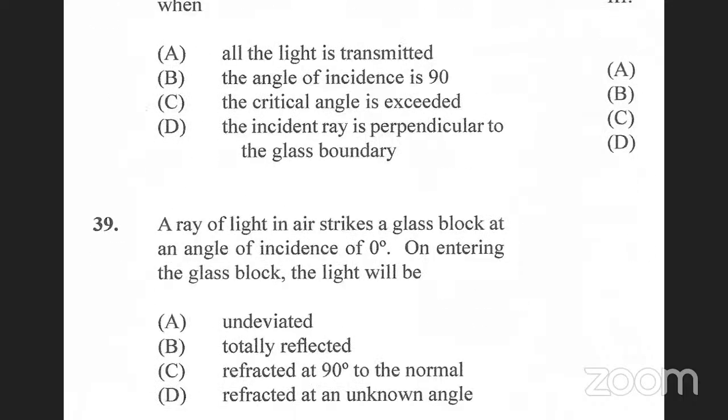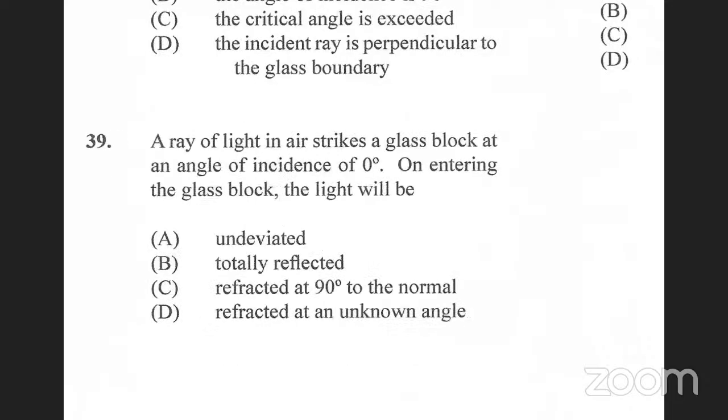A ray of light in air strikes a glass block at an angle of incidence of 0 degrees. On entering the block, it will be undeviated, right? It means it's traveling along the normal. So something like this, right? If you have a normal here, the ray is traveling along the normal. Once it goes along the normal, it's undeviated.